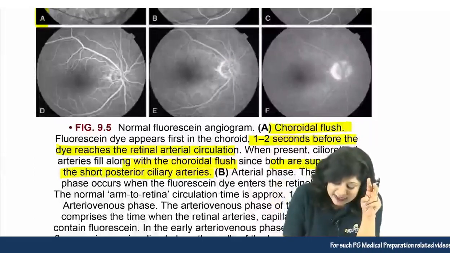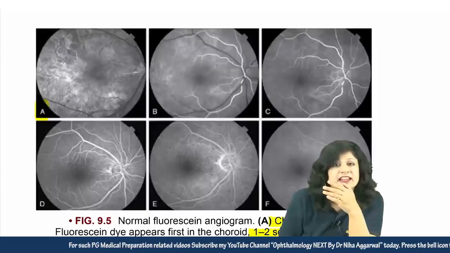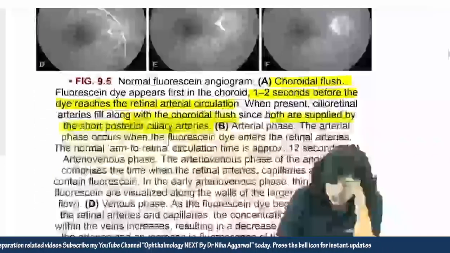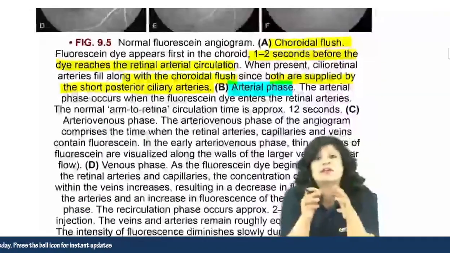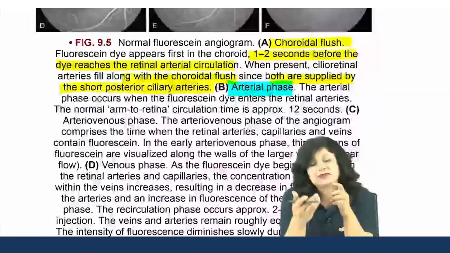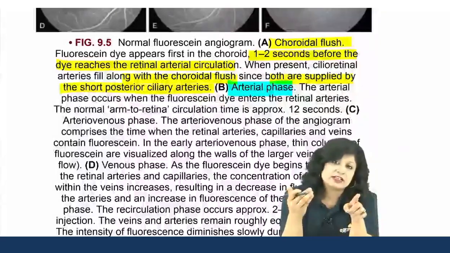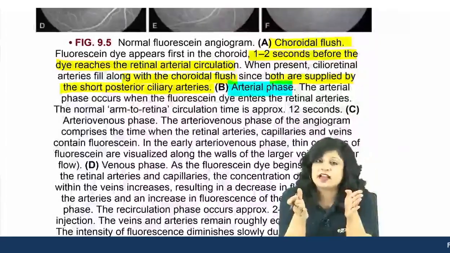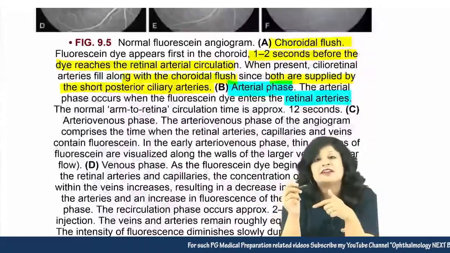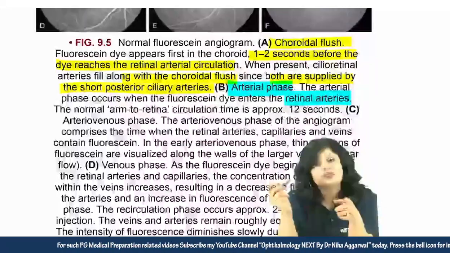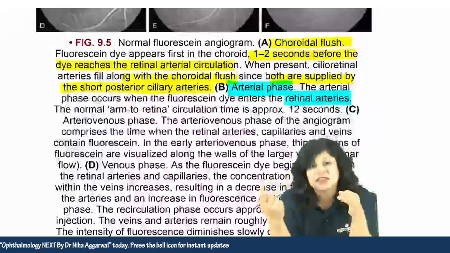Now if you look at the second one, can you see the great vessels are also delineating in the B? So what is this? Now we have started with the arterial phase. When will the arterial phase come? When it is reaching the retinal arteries. First it was going to the short posterior ciliary arteries, from that we were having the choroidal flush, and it is also going to the cilioretinal arteries. Then it is going to the retinal arteries. Retinal arteries means now we will have arterial phase. So now it is going to the central retinal artery and the central retinal vein. That is why the great vessels have become visible.